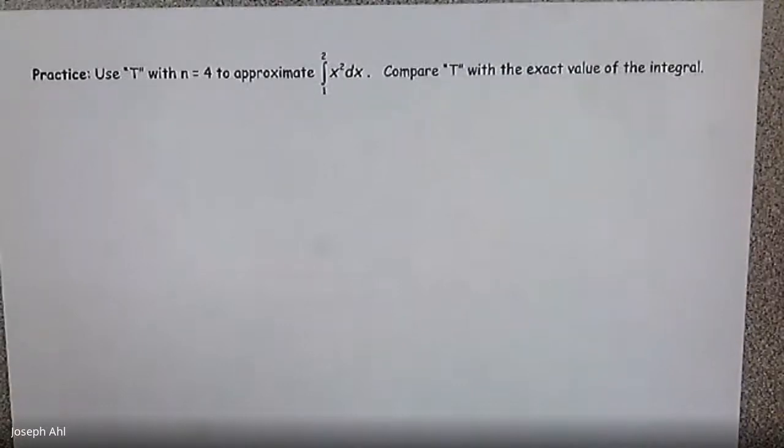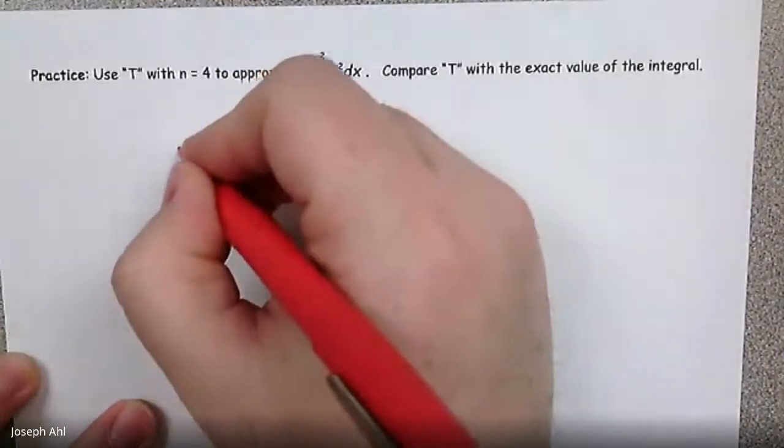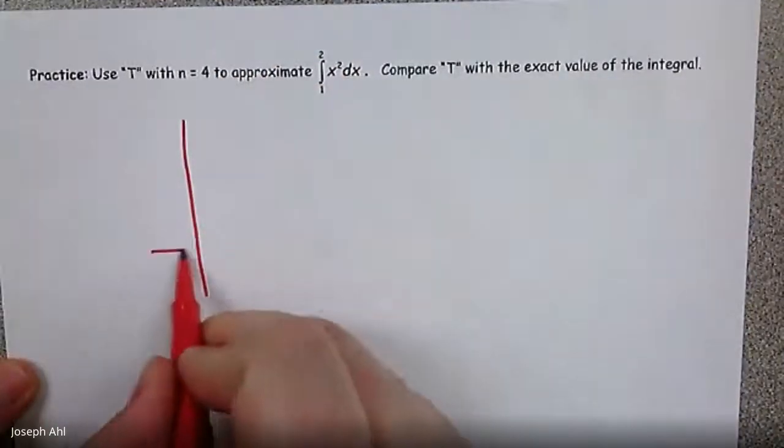So it says use T with n equals 4 to approximate the integral from 1 to 2 of x squared dx. Compare T, capital T, which is what we'll use for the trapezoidal approximation, with the exact value of the integral. So this is an integral that we know how to find, but let's go ahead and sketch it.